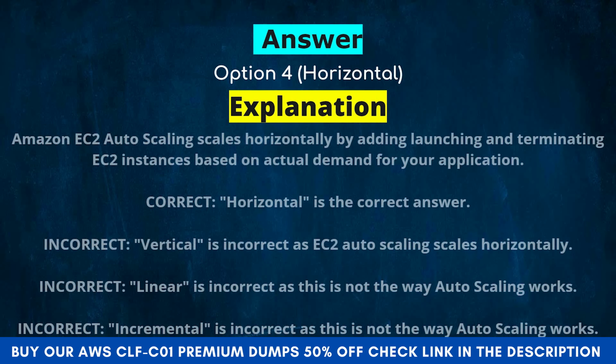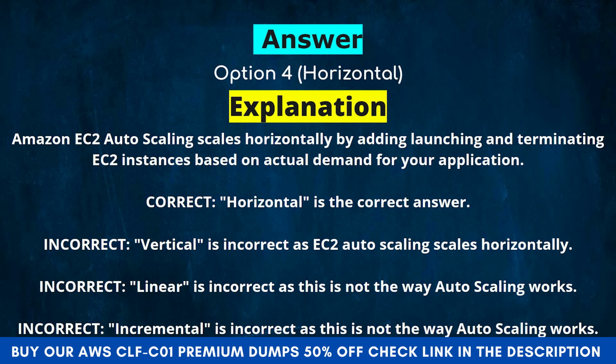Explanation: Amazon EC2 auto scaling scales horizontally by adding, launching and terminating EC2 instances based on actual demand for your application. Horizontal is the correct answer. Vertical is incorrect, as EC2 auto scaling scales horizontally. Linear is incorrect, as this is not the way auto scaling works. Incremental is incorrect, as this is not the way auto scaling works.